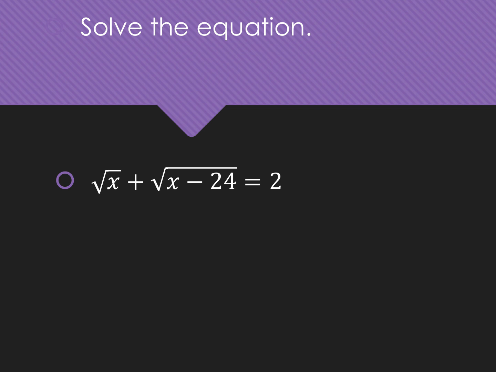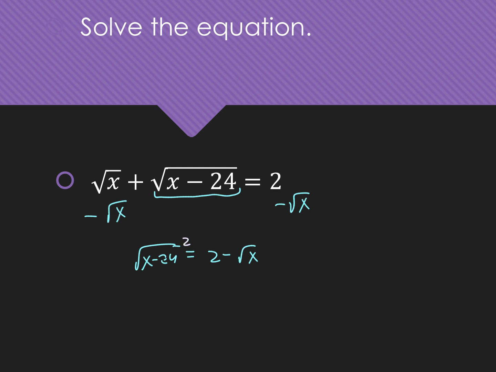Right? So what I'm going to do is subtract the square root of x on both sides and then get this radical by itself. All right? You could have done the same thing the other way around, right? You could have gotten the square root of x by itself, all right? But I'm going to do it this way just because it'll make the math a little bit simpler. But either way, you should get the exact same answer. So I get square root of x minus 24 equals 2 minus the square root of x.